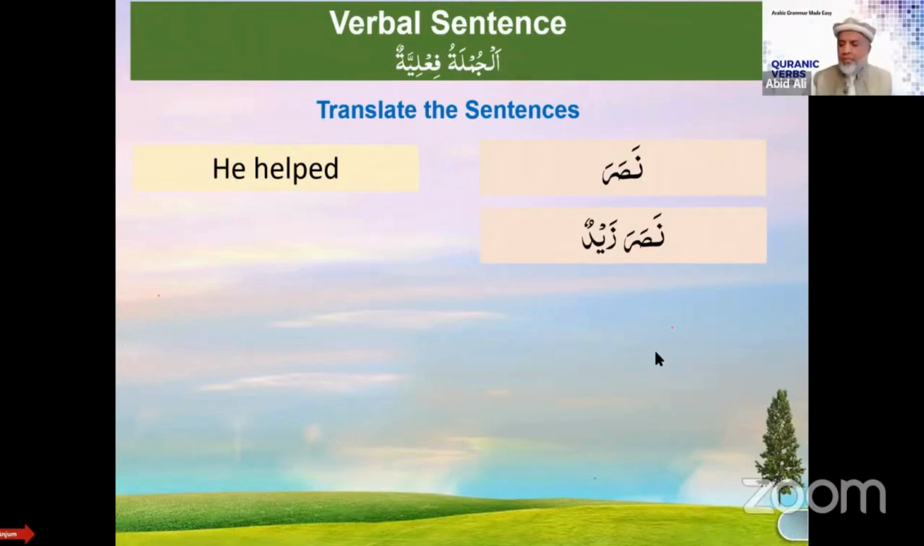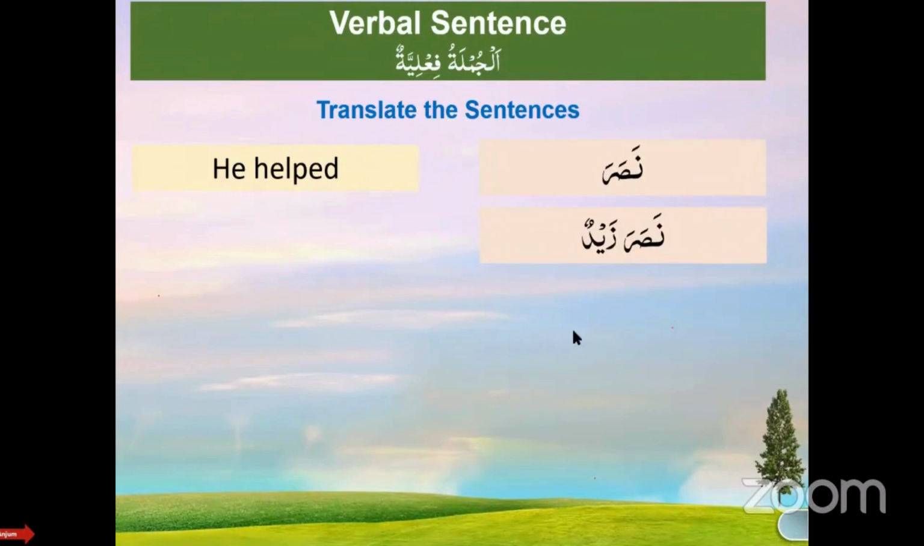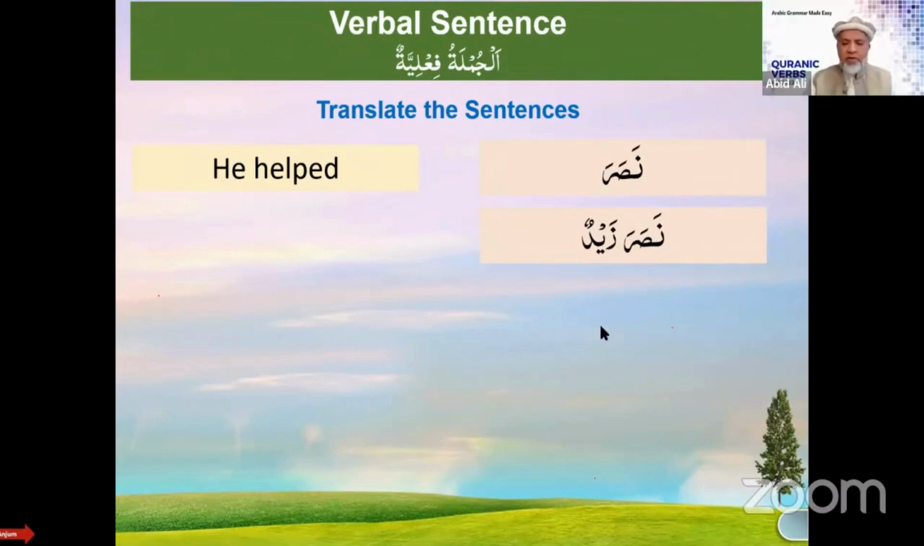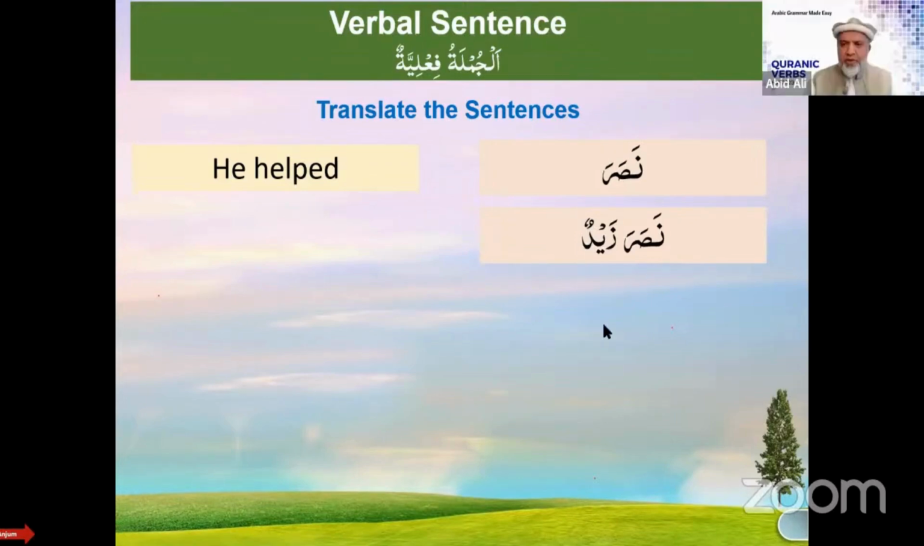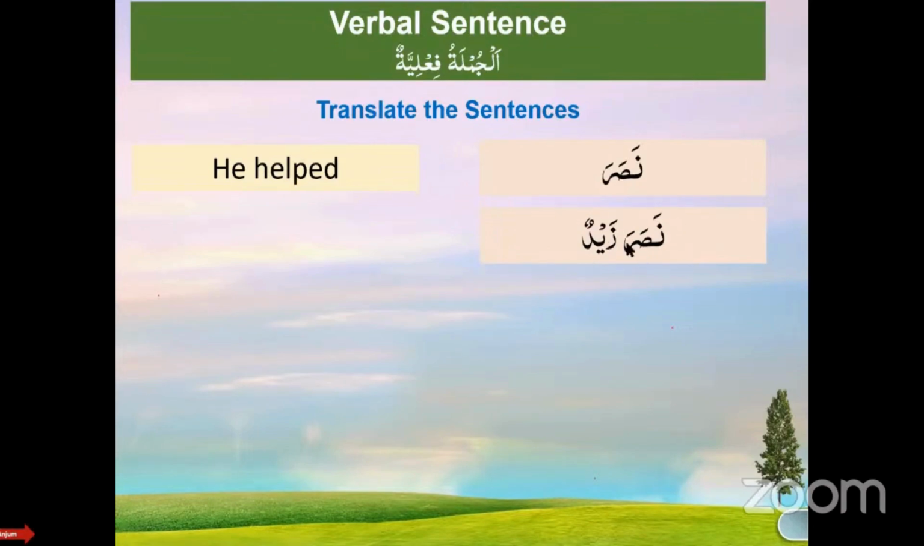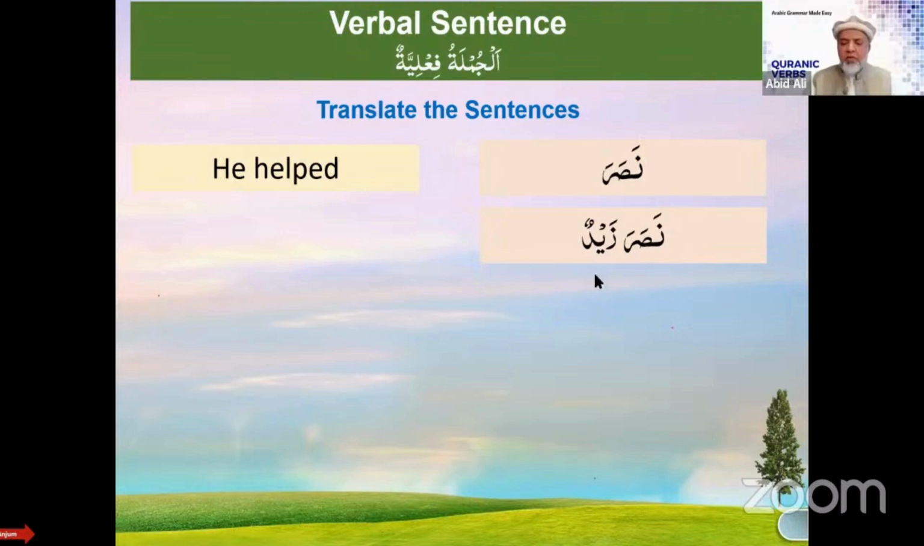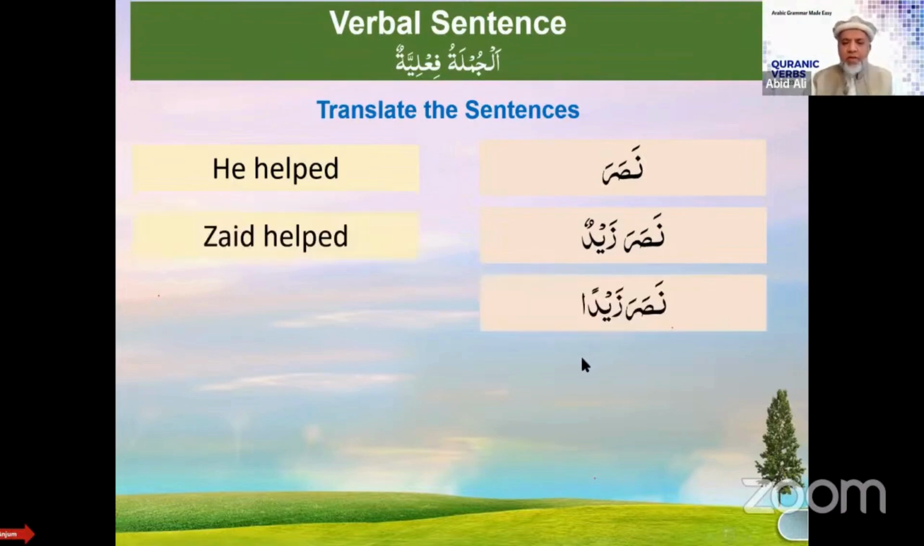Nasara Zaidun. Zaid helped. And is it an inside fail or outside fail? Outside fail. It's Siga 1 and the noun is in rafa status. Mashallah, very good explanation. That's what we need to keep in our memory. We're looking at Siga number 1, possibility, an outside fail can show up. And when we see the rafa noun, we said we are good. So Zaid helped.